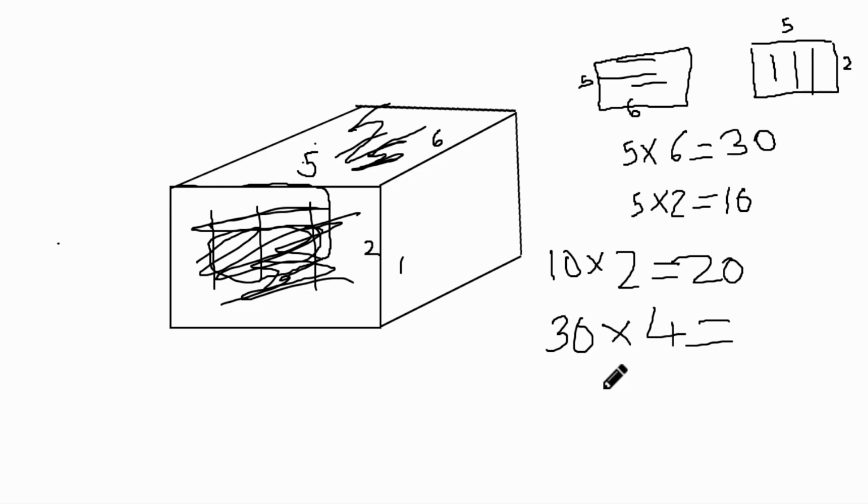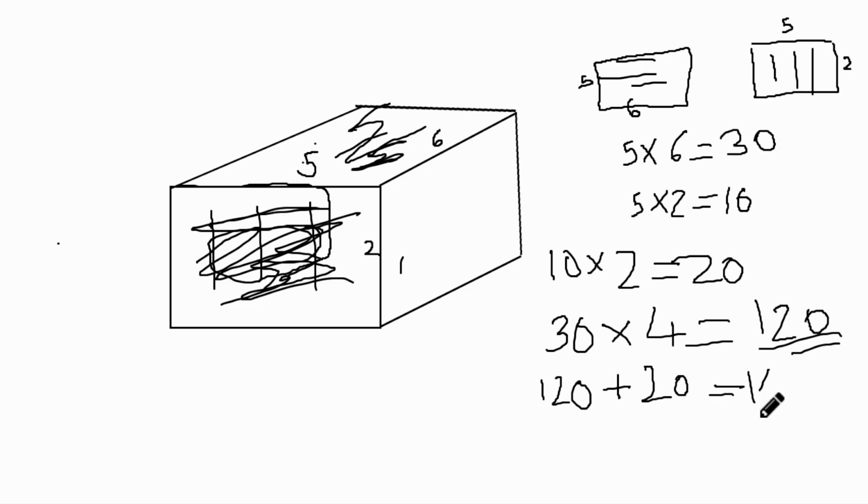And if you do that, you would get 120. Okay, now that's not it. You need to add it up. We're looking to find the surface area of the whole box. Okay, so we need to add 120 plus the 20, which will give us 140. Okay, so the surface area for this box would be 140.